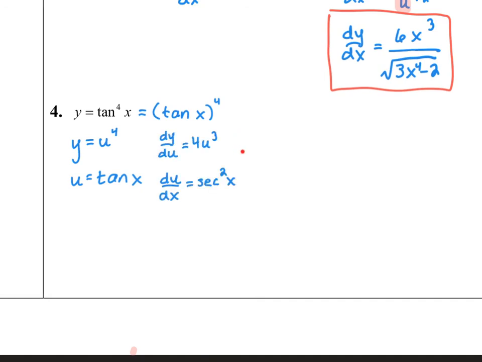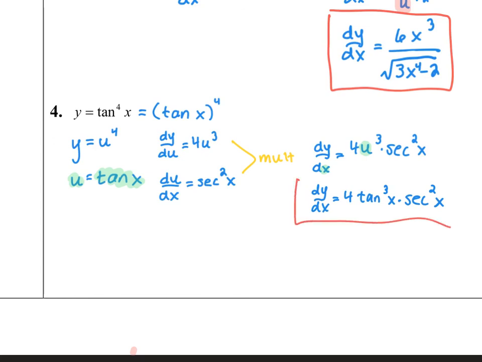And once I have my derivatives, I just multiply those two together. And lastly, I just go back to my original variable. So when this says dy dx, I need to go back to my variable of x, so I'm just going to replace that u with the tangent x. And that gives me my final derivative answer.